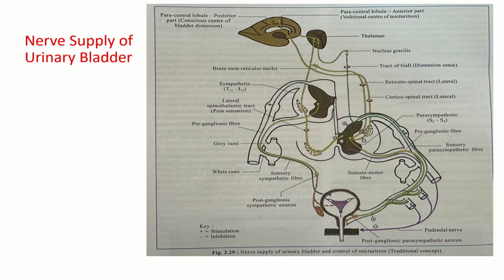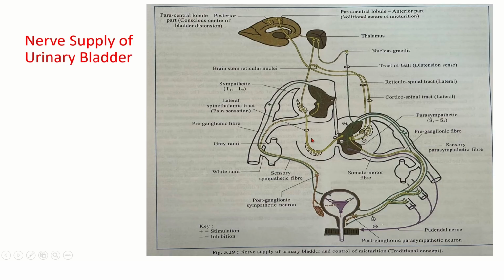Okay. Then the paracentral lobule is concerned with perception of fullness of bladder and desire to void urine. So these pain sensations are given both to the brainstem micturition center as well as to the paracentral lobule.